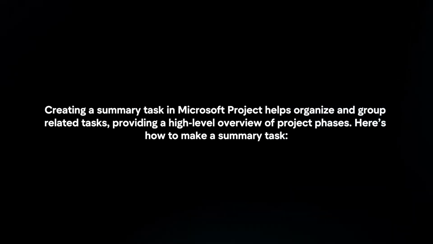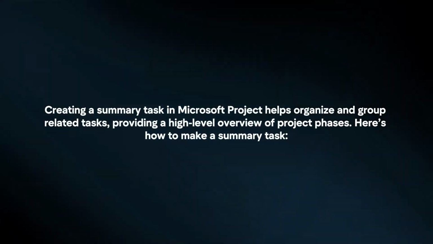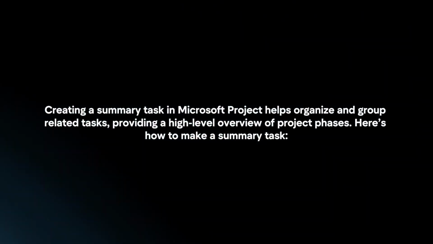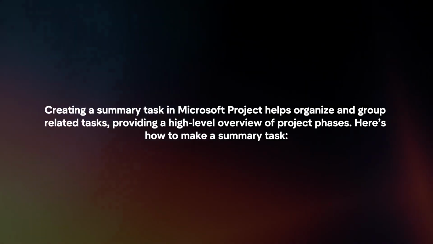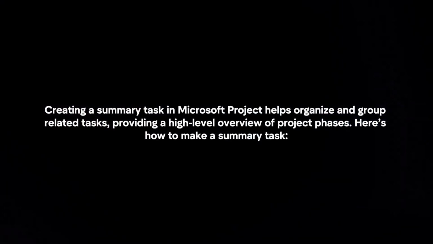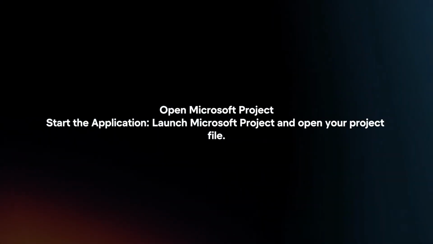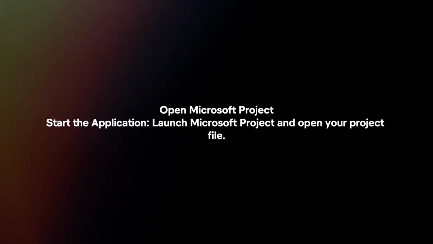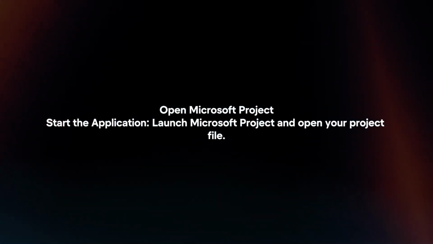Creating a summary task in Microsoft Project helps organize and group related tasks, providing a high-level overview of project phases. Here's how to make a summary task. Open Microsoft Project. Start the application. Launch Microsoft Project and open your project file.